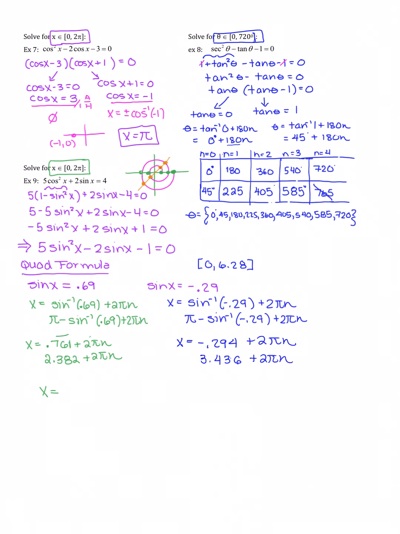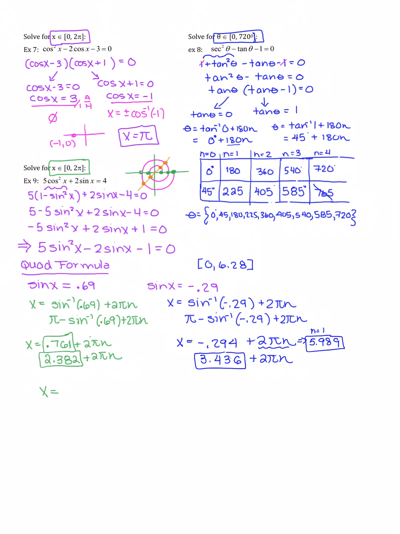So I know that this is going to be an answer, and this, and this. The only one that I have to really add the 2 pi to is the negative, because we want from 0 to 2 pi. So I'm just going to go 2 pi on my calculator minus 0.294. So basically I'm letting n equal 1, and I get 5.989. And that will be my fourth answer.